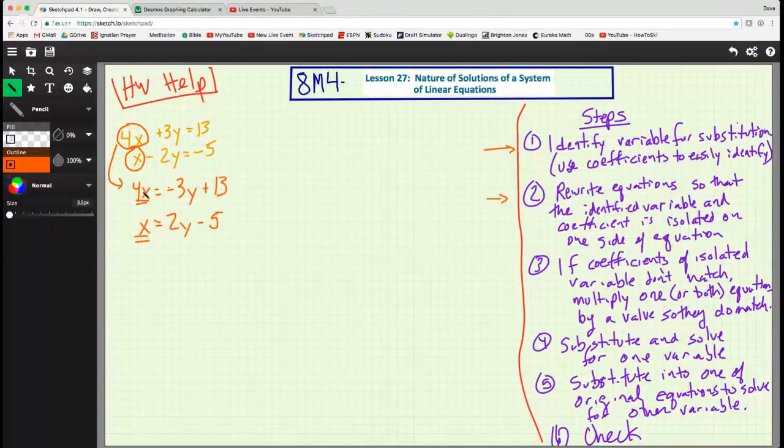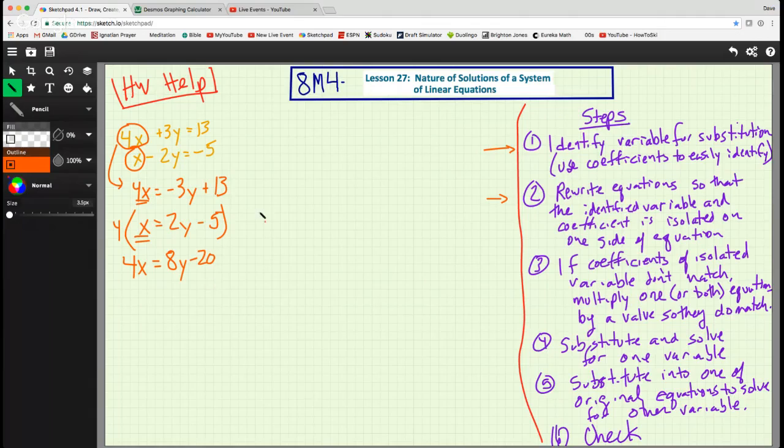Now I can't substitute yet because I don't have a match. 4x does not equal x. These are not equal. So I need to do something to this bottom to make it match. And the thing I'm going to do is I'm going to take this bottom and multiply it by 4. So watch what happens. If I multiply this bottom, everything by 4, I get 4x equals 8y minus 20.